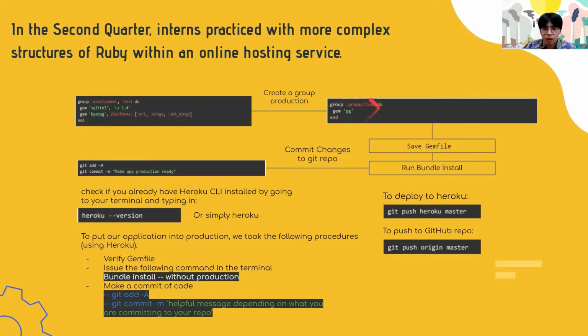Then we make a group production. We save those gem files, then we just run bundle install. So all this will change into the Git repo.